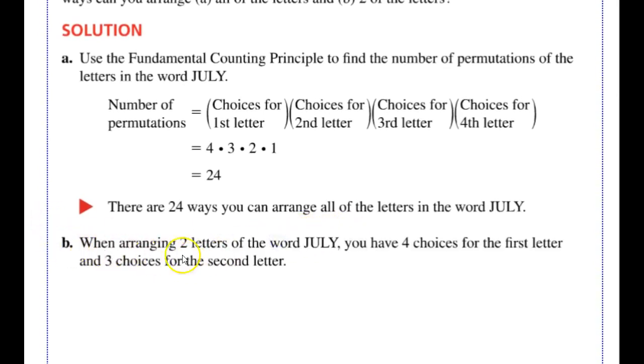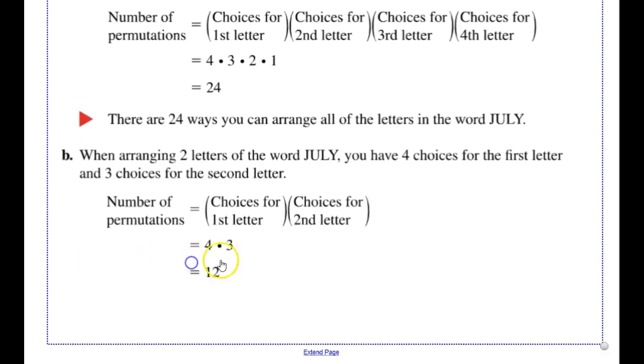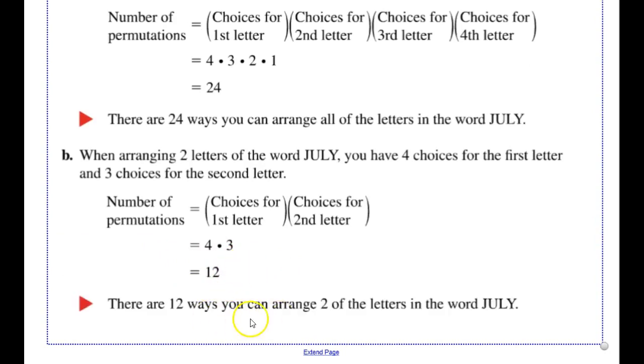So now let's look at part B. When arranging 2 of the letters of the word July, I have 4 choices for the first one and 3 choices for the second one. And that's it. I don't care about the rest of it. So now I just multiply 4 times 3. And there are 12 different ways that I can arrange 2 of the letters in the word July.